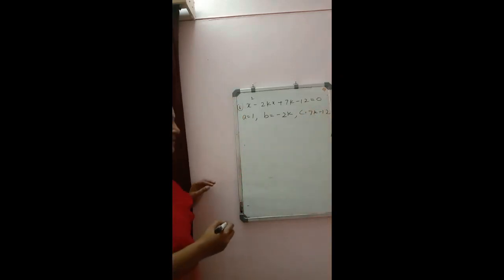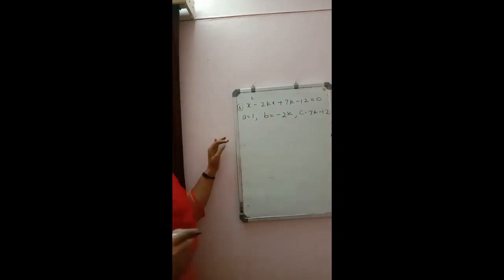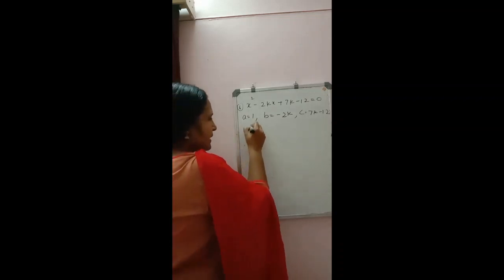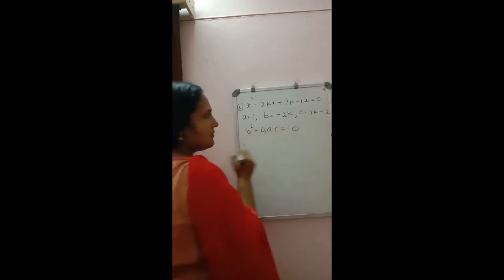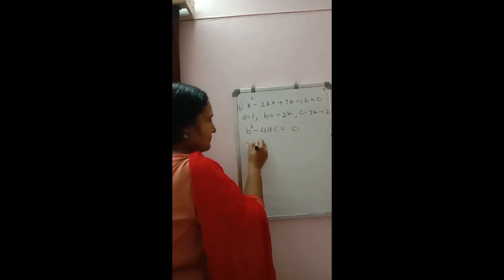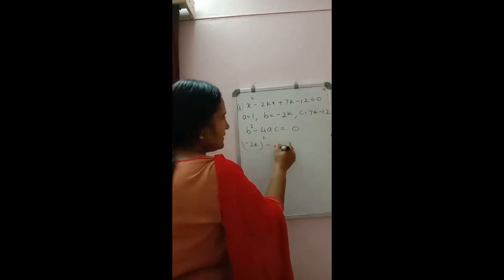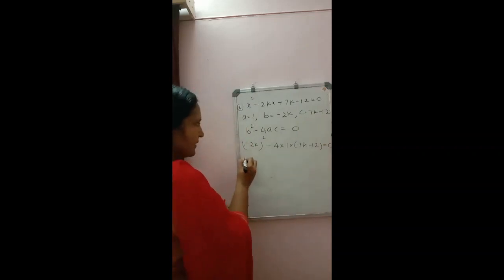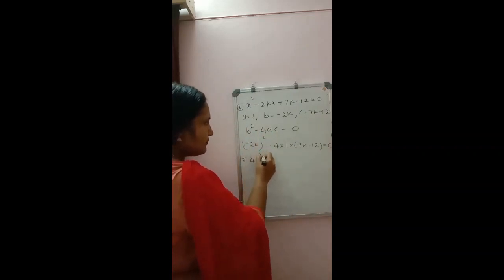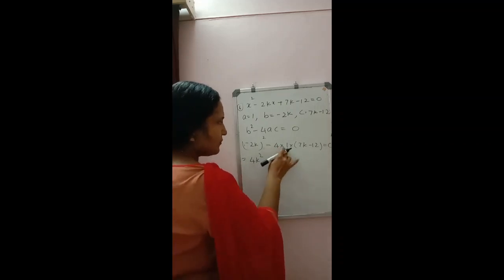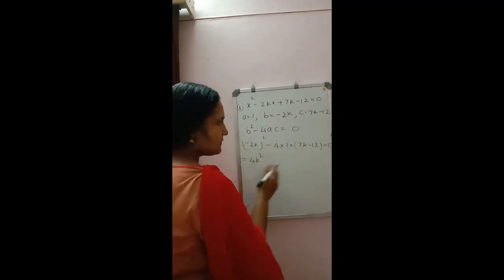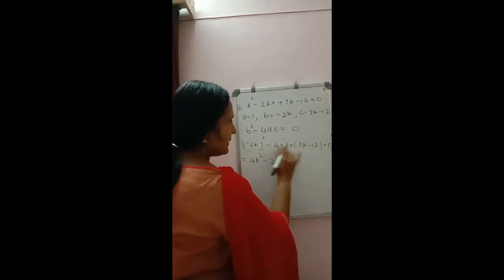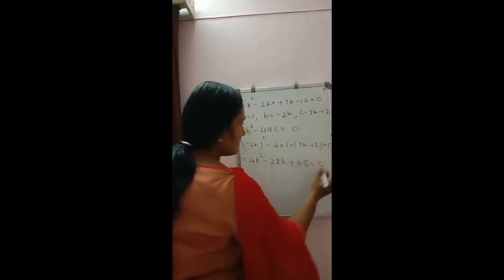So again we'll write down the formula for real and equal roots. We have b square minus 4ac equal to 0. Substitute the value, then we will get minus 2k the whole square minus 4 into 1 into 7k minus 12 is equal to 0. So minus 2k the whole square will be equal to 4k square. Minus 4 into 1 will be equal to minus 4. Minus 4 into 7 will be equal to minus 28k. Minus into minus plus, 12 fours are 48, is equal to 0.